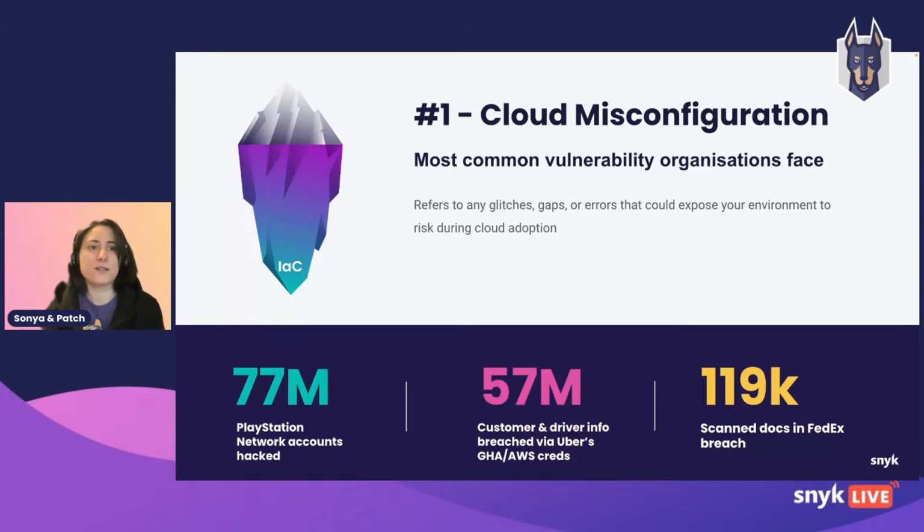PlayStation Network had 77 million accounts hacked. Uber had 57 million customer and driver info breached. This happened because their repo switched from private to public, and usually hackers will spend some time on GitHub just to see if they can find credentials available publicly, and they could help them tamper with the application. So in that case, this is what happened. You also had the FedEx breach with 119,000 scanned docs.